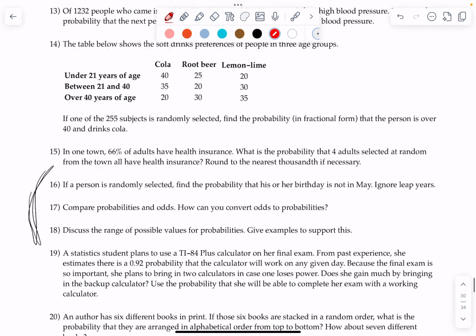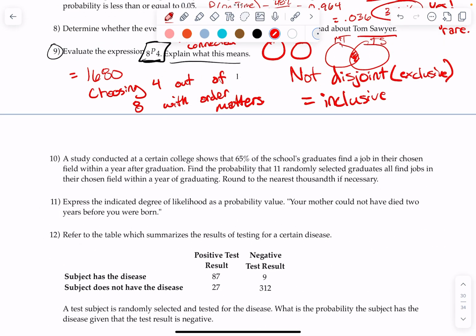All right, 10. I'm going to try to go fast. Okay, a study conducted at a certain college shows that 65% of its graduates find a job in their chosen field within a year. Find the probability that 11 randomly selected graduates all find jobs in their chosen field within a year of graduating.